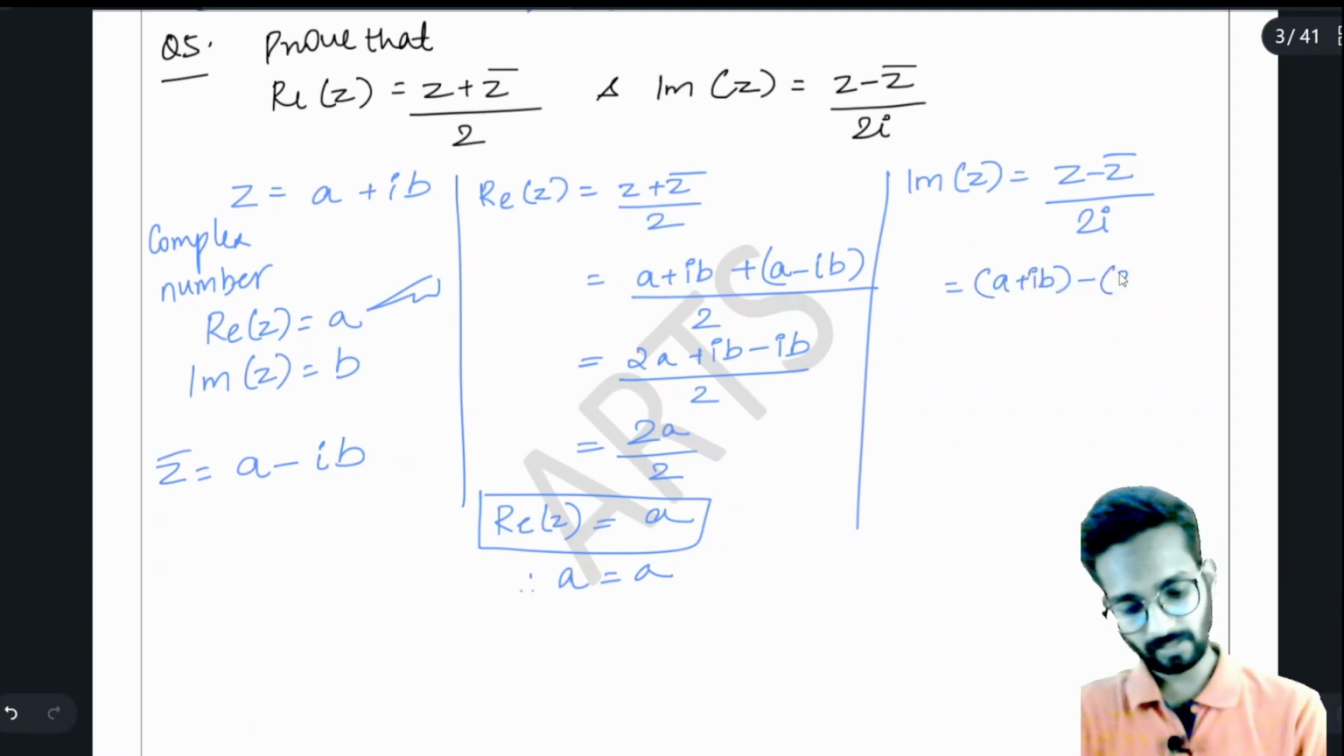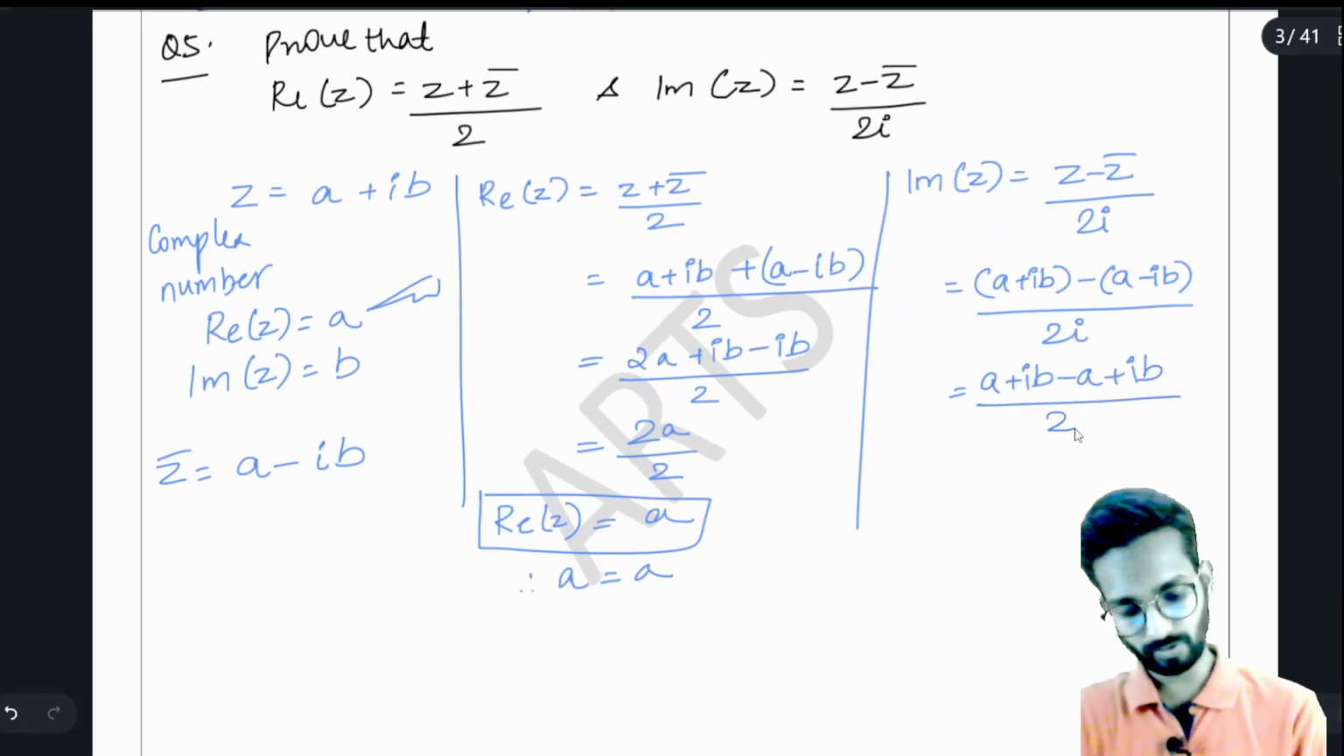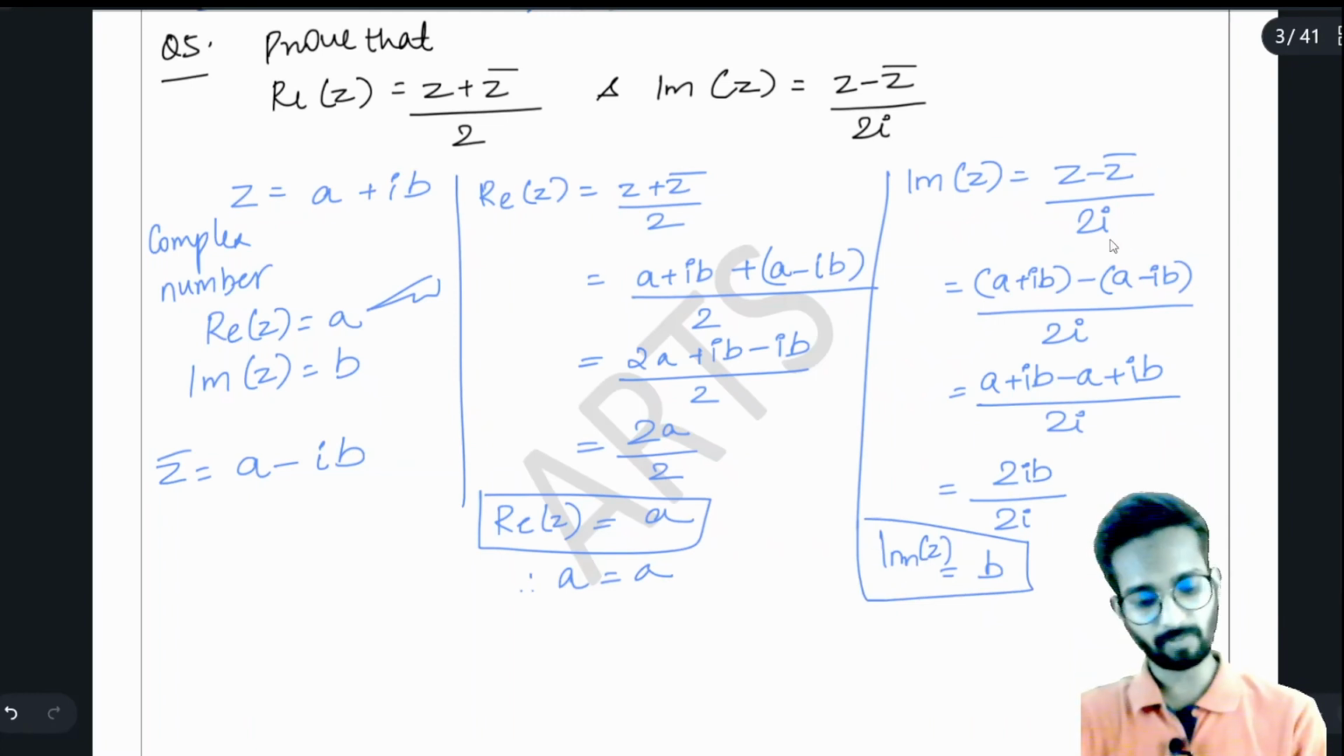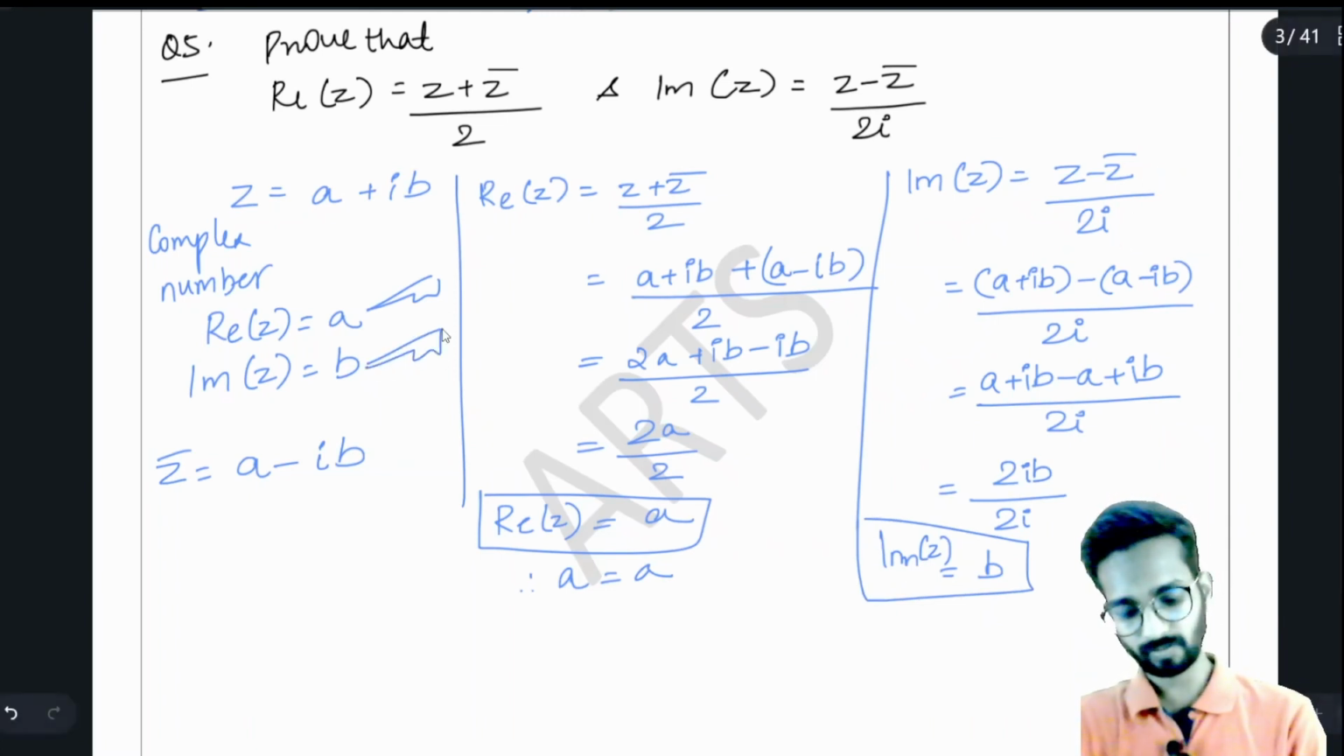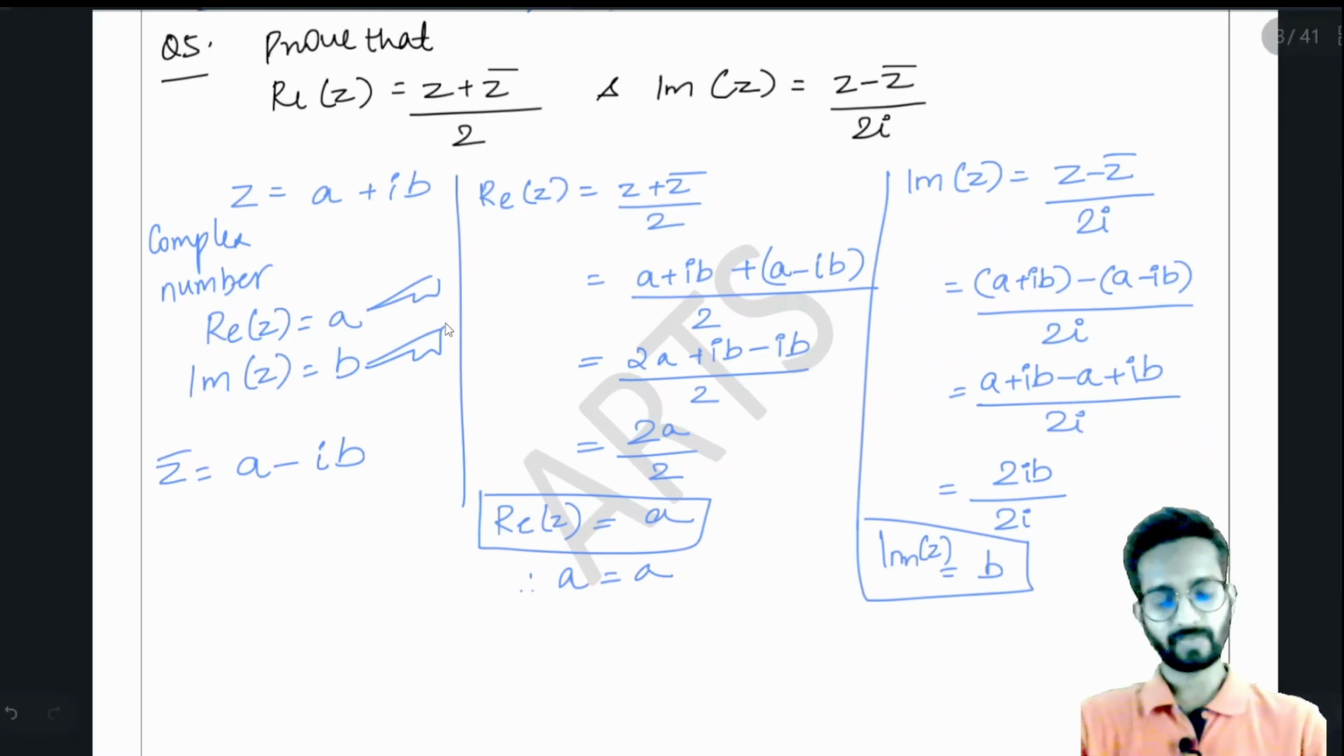Z bar is a minus ib divided by 2i. A plus ib minus a plus ib is equal to 2i. So you can say here 2 of ib by 2i will become b, and that is what we had to prove: our imaginary number is nothing but z minus z bar by 2i, hence proved. This is our solution. Understood?